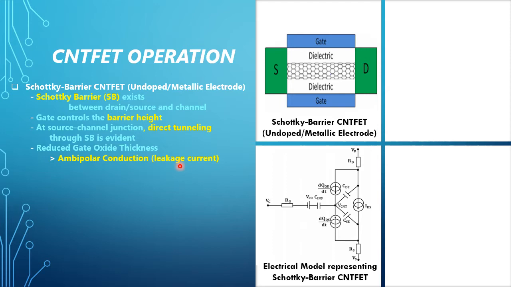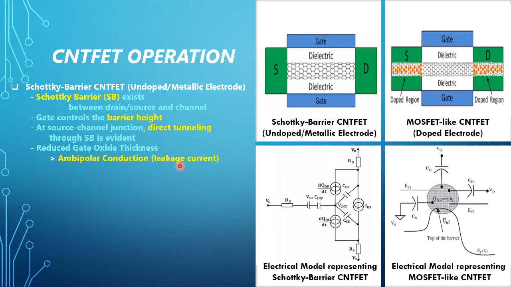Then, after reducing the gate oxide thickness, we can have the ambipolar conduction, that is defined by the simultaneous hole and electron conduction, and that leads to the leakage current, which is not good for any operation.